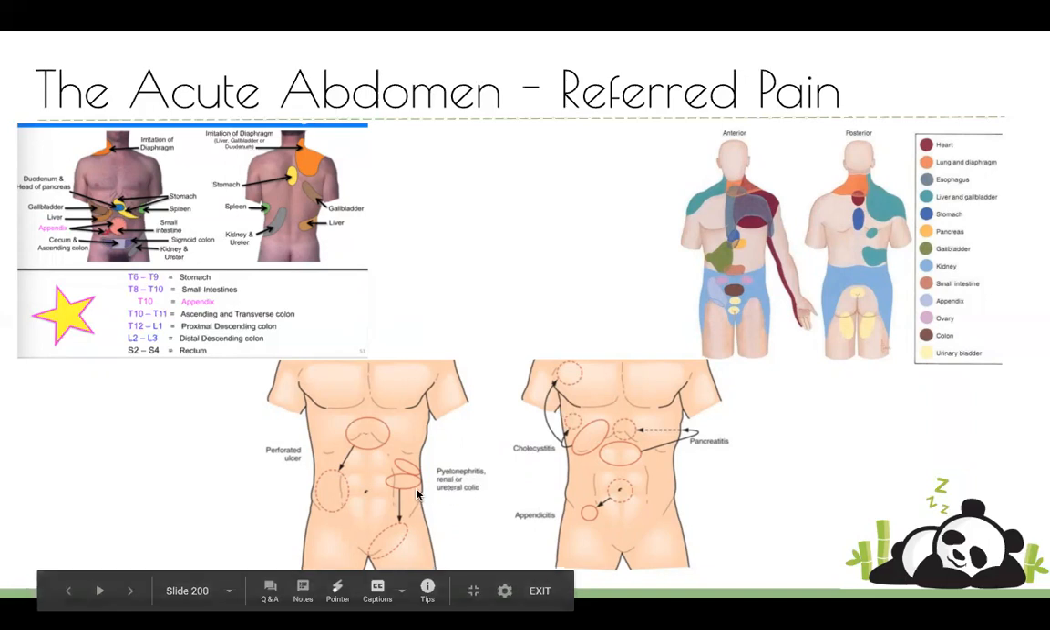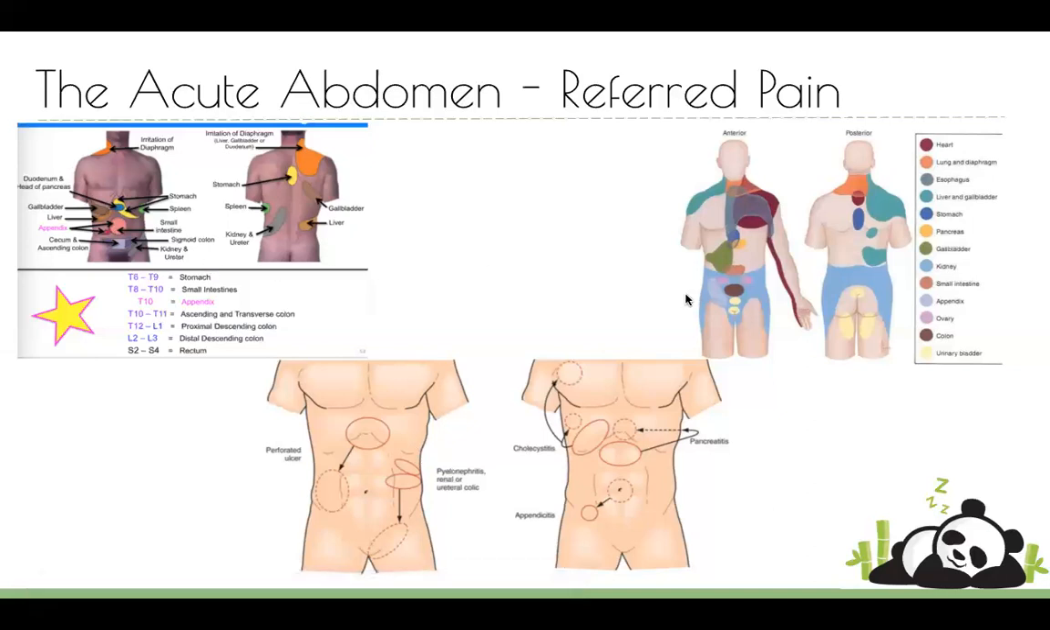Pyelonephritis, or renal or ureteric colic, like a renal stone, will have loin to groin pain. So you can kind of see in this one, it's going from your back, loin, all the way to groin. And that's literally because the kidneys are here. It follows the ureters down all the way to the bladder. So that's really easy to remember.